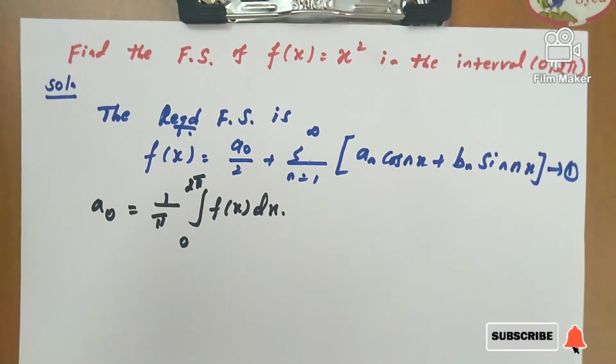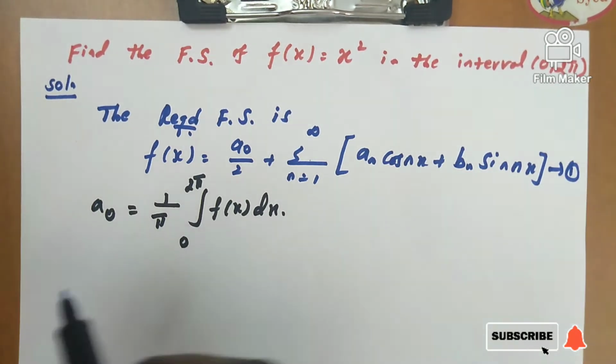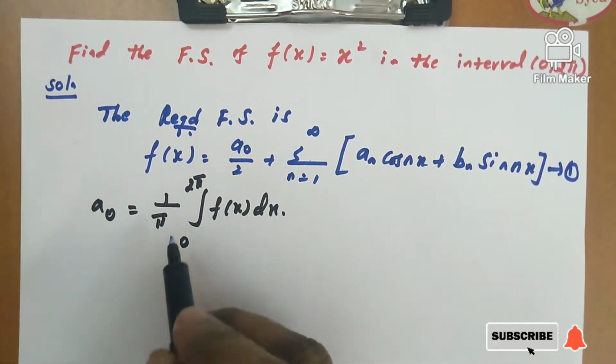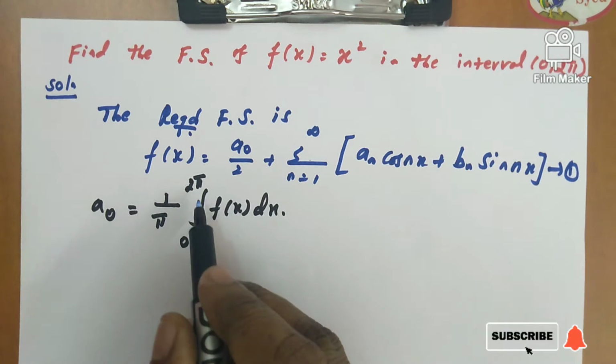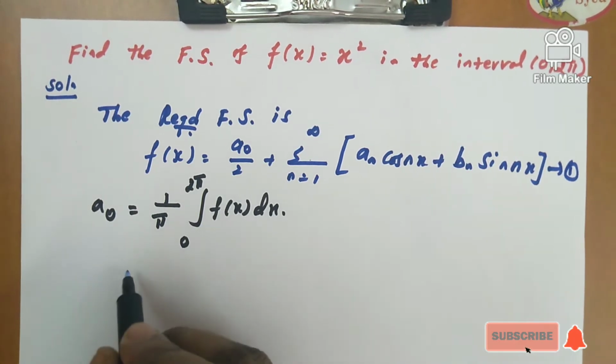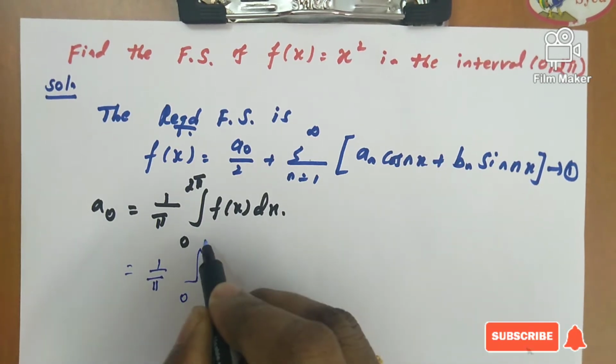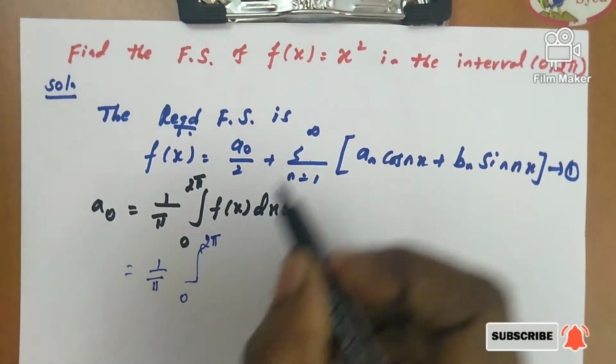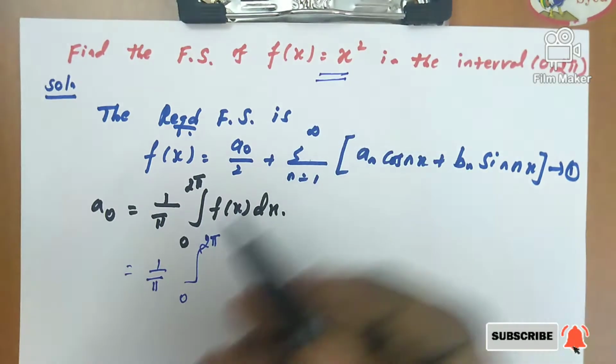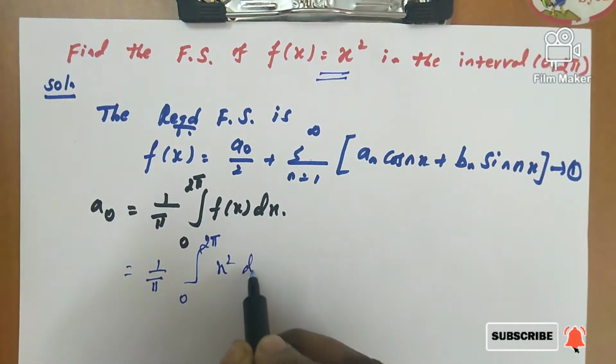So first we will go for a naught. We know the formula under interval 0, 2 pi. What is a naught? A naught equal to 1 by pi integral 0 to 2 pi f of x dx. So which is equal to 1 by pi integral 0 to 2 pi of the given f of x. F of x is x square, so x square into dx.